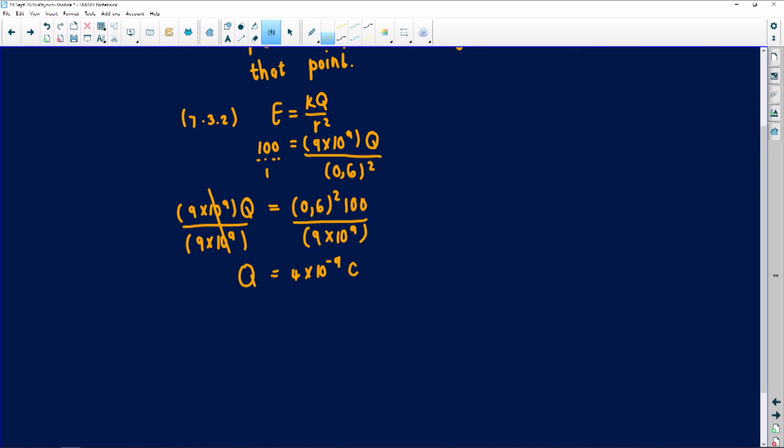But that's not what the question asked me. They're asking me to find the distance when the electric field is 50. So I know that E is equal to kQ all over r squared. Now this point charge has an electric field of 50. Remember that k is a constant, which is 9 times 10 to the exponent 9. I just calculated my charge.